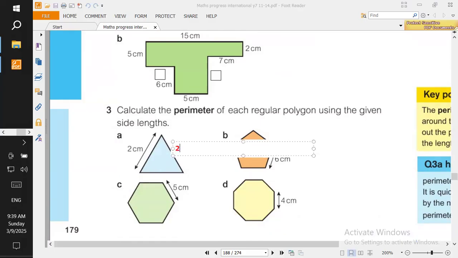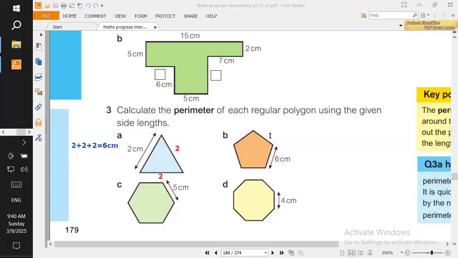It means this one is 2, this one is 2, and this one is 2. So we have three 2s. So we add them together to find the perimeter. So here we add 2 plus 2 plus 2 equals 6 centimeters. And this is how you find the perimeter of a regular polygon. So all the sides are the same. It means all of them are 2s. So we add them together, it's 6.